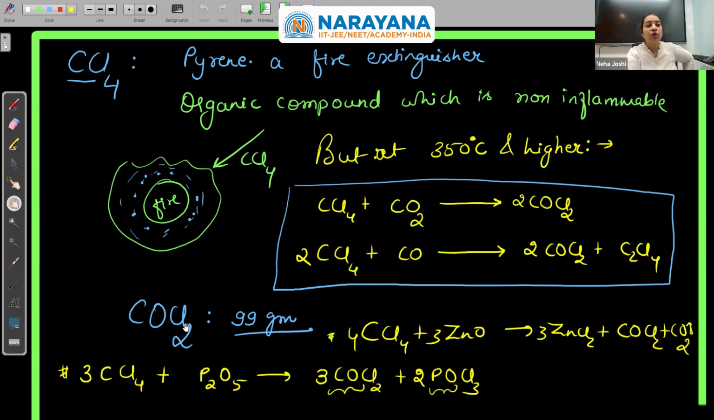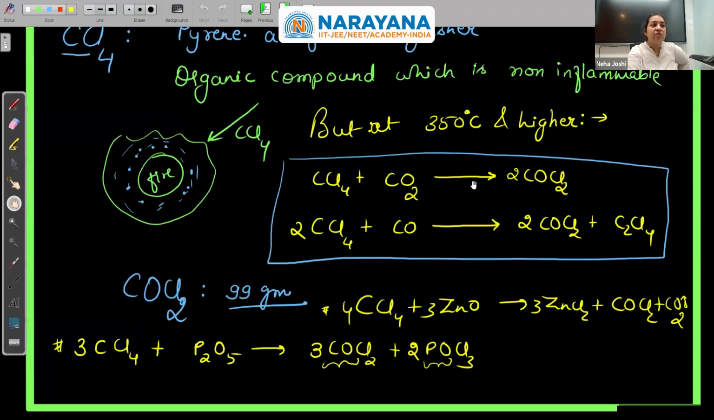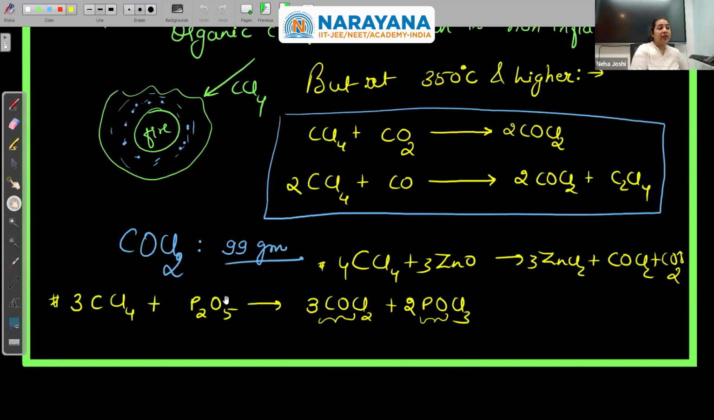It itself does not catch fire. But at 350 degrees centigrade and higher, it reacts with CO2 and forms phosgene. And with carbon monoxide also it is forming phosgene. So that is a problem.